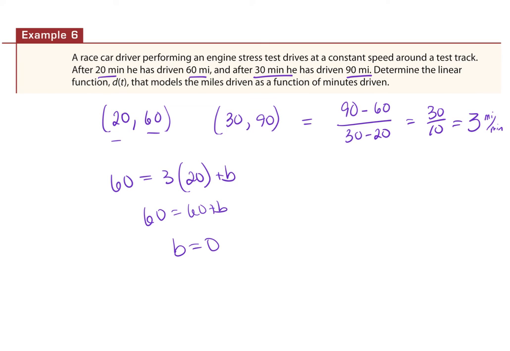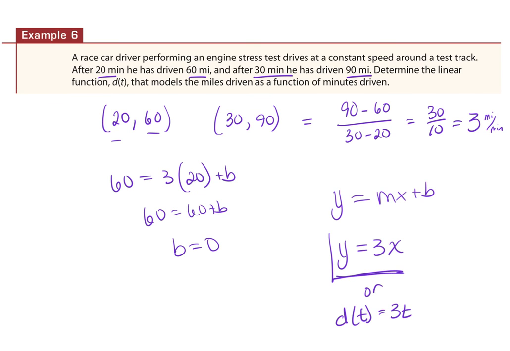Now that I know my slope and my y-intercept, I can plug it in. Y equals mx plus b. So y equals 3x. All right, they used it with time, by the way. So they did a function format. So they did this, or they said d(t) equals 3t. But this is fine. This represents the same thing. Y equals mx plus b.